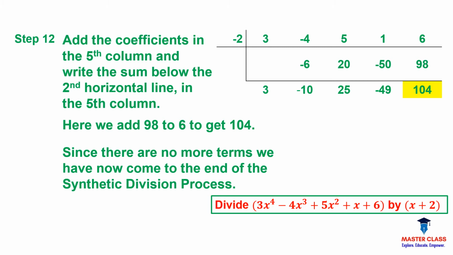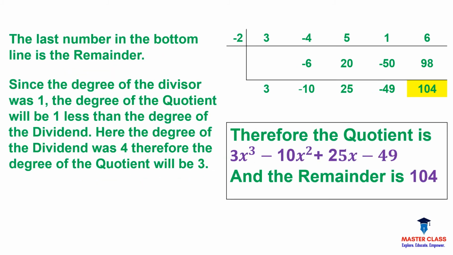Let's now interpret the results. The last number in the bottom line is the remainder. Since the degree of the divisor was 1, the degree of the quotient will be 1 less than the degree of the dividend. Here the degree of the dividend was 4, therefore the degree of the quotient will be 3. Therefore, the quotient is 3x cubed minus 10x squared plus 25x minus 49 and the remainder is 104.